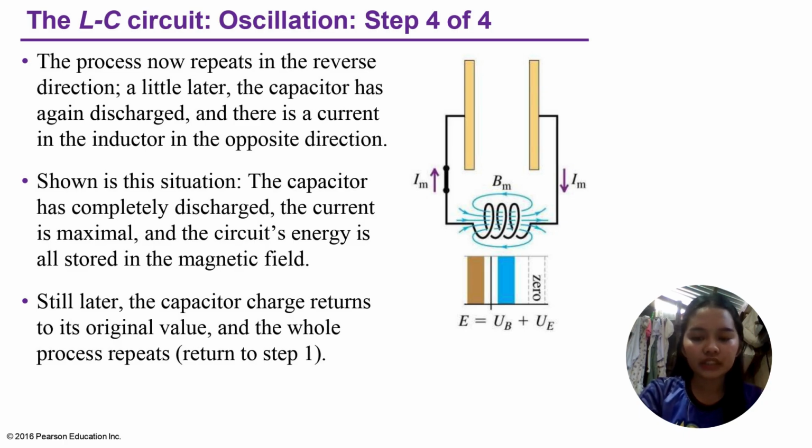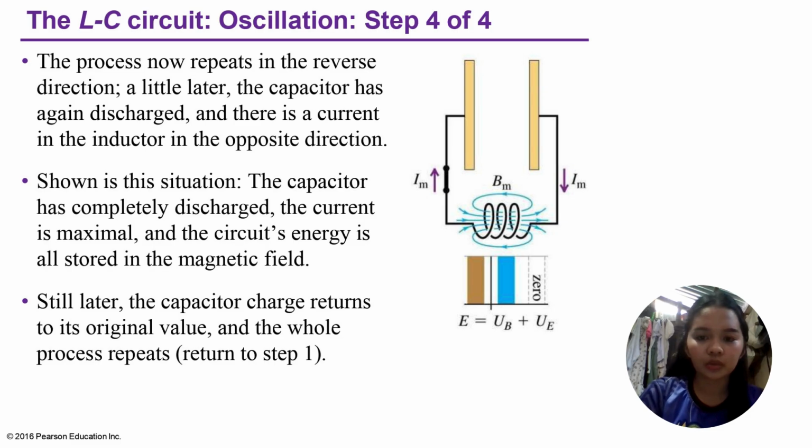So for the last step, the process now repeats in the reverse direction a little later. So the capacitor has again discharged, and there is a current in the inductor in the opposite direction. So shown in this situation, the capacitor has completely discharged and the current is maximal and the circuit's energy is all stored in the magnetic field.